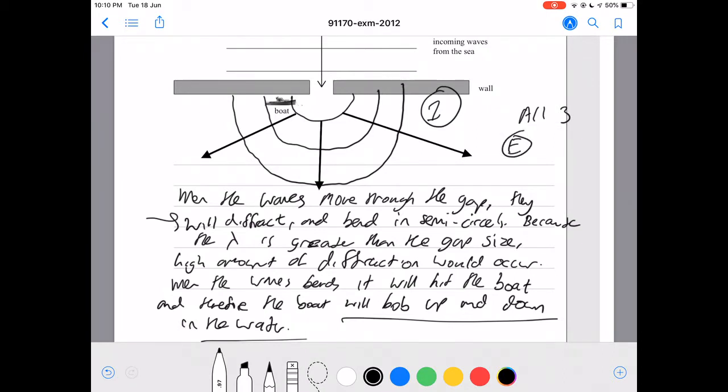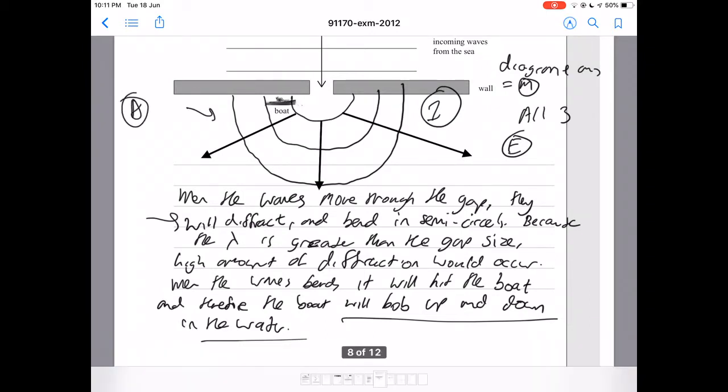To get a merit grade, you have the correct diagram, so that's a must-have. And you have one of these: you say that the waves will diffract, or you can say that the boat will move up and down in the water. So diagram plus any one will get you a merit grade. To get an achieved grade, you have your correct diagram. So the correct diagram only will get you an achieved grade.